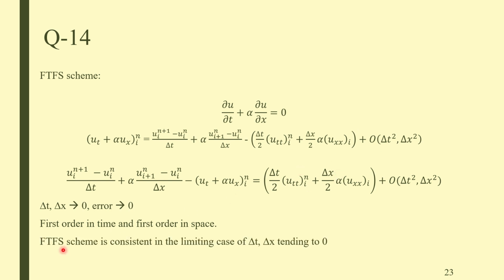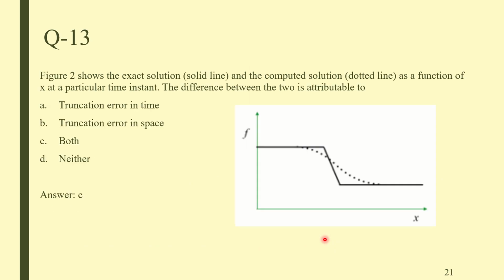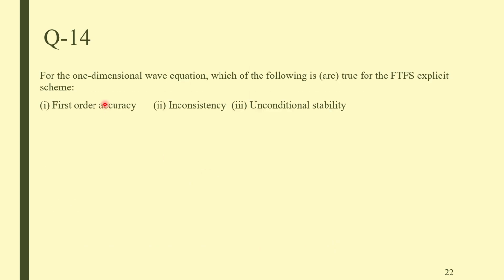So the FTFS scheme is consistent in the limiting case of delta t and delta x tending to 0, and therefore from the options we can say that first order accuracy is true, it is consistent, and it is conditionally stable. So when delta t and delta x are modified, it would give conditional stability as well. So one alone is right, which is given by option A. I hope it is clear.